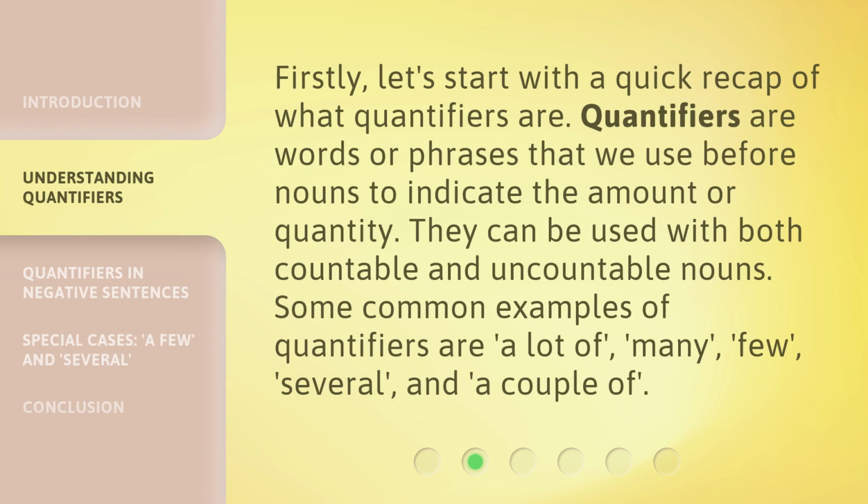Firstly, let's start with a quick recap of what quantifiers are. Quantifiers are words or phrases that we use before nouns to indicate the amount or quantity. They can be used with both countable and uncountable nouns. Some common examples of quantifiers are a lot of, many, few, several, and a couple of.